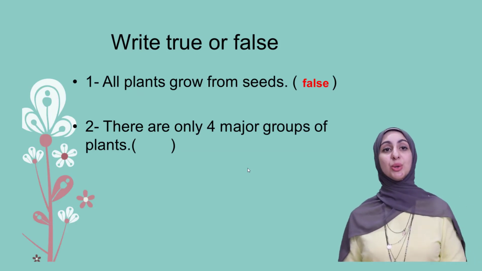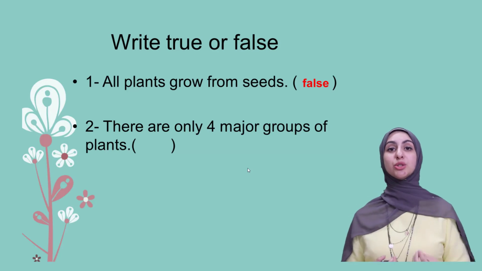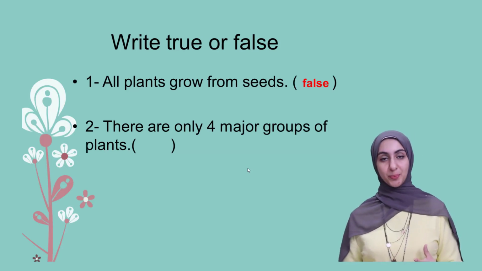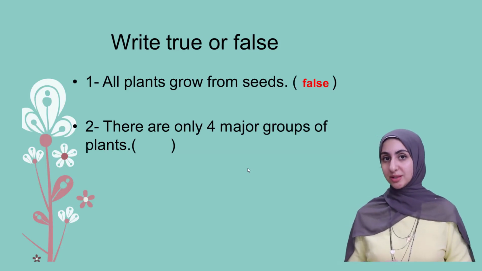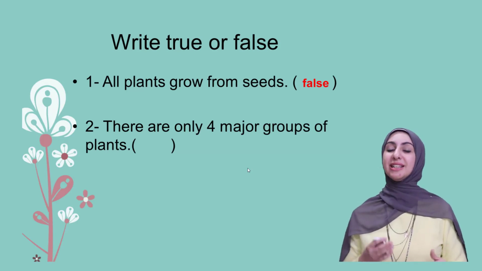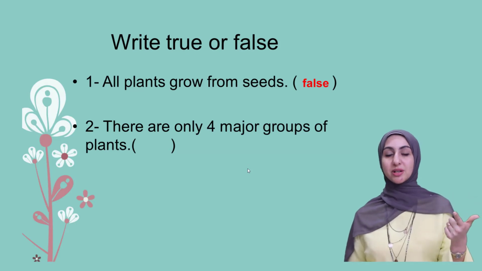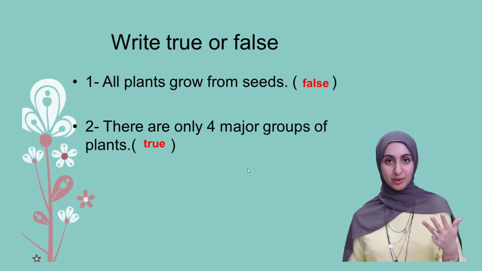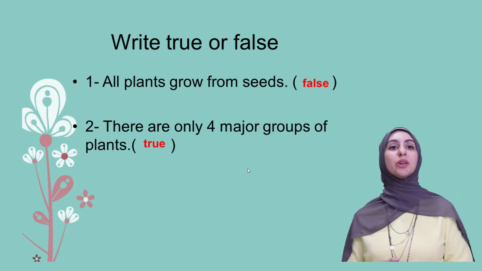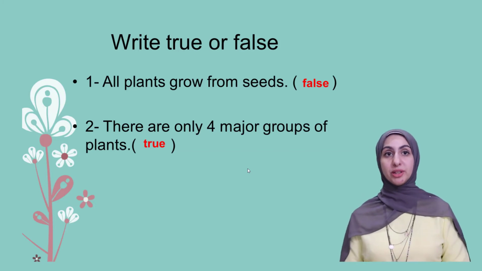Okay, question 2. There are only 4 major groups of plants. Is it true or false? Yes, true. We have only 4 major groups: mosses, ferns, conifers, and flowering plants, right? So it's true.